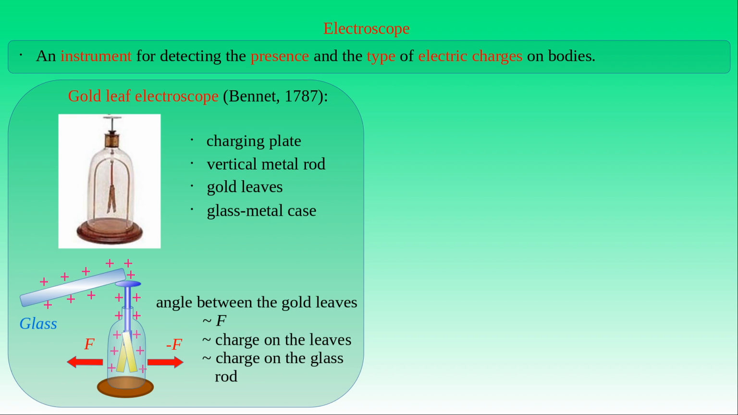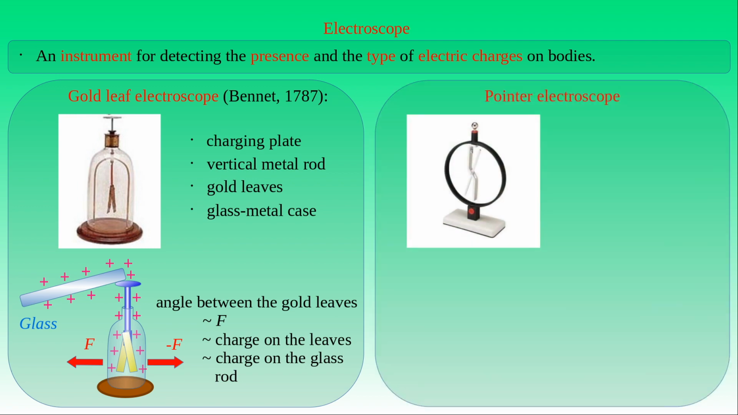Another type of electroscope is the pointer electroscope, which allows us to have a more quantitative description of the amount of charge in bodies. It consists of a charging plate connected to a support stand extending through the center of an insulator scope. A needle rests upon the support stand, which can rotate about its pivot. The plate, the stand and the needle are made of a conducting material.